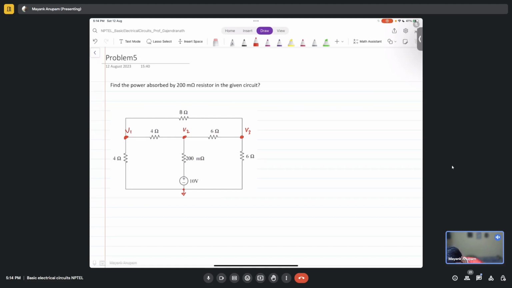You take these three nodes now. Simply write KCL equations at all these three nodes, and you will be able to find the current. Then the power absorbed by the 200 milliohm resistor is very easy. You simply have to find the current I here and use I squared R. It will be easy to find, correct? Okay, so let's say I want to solve this circuit using KVL. How will I do that?